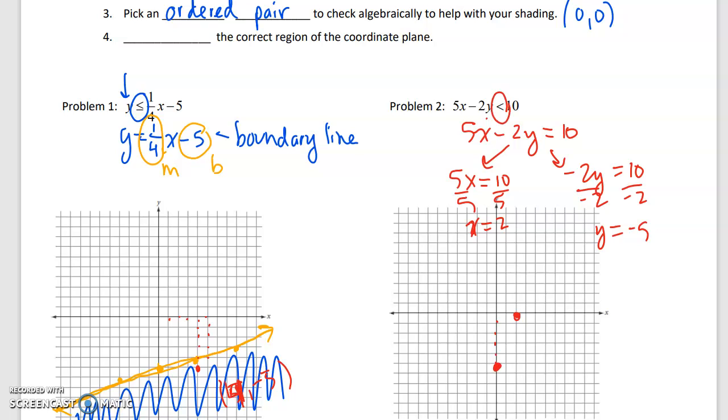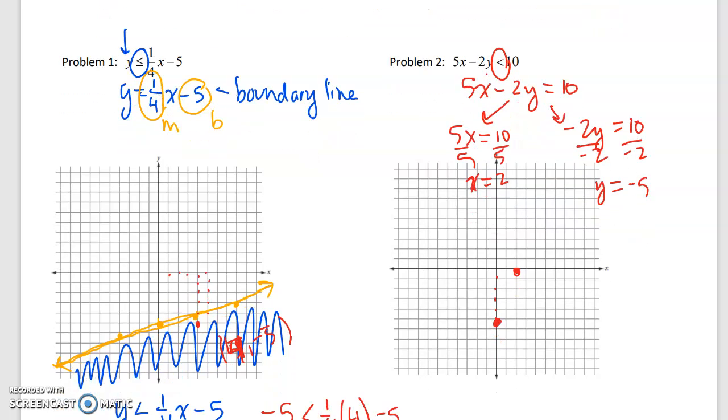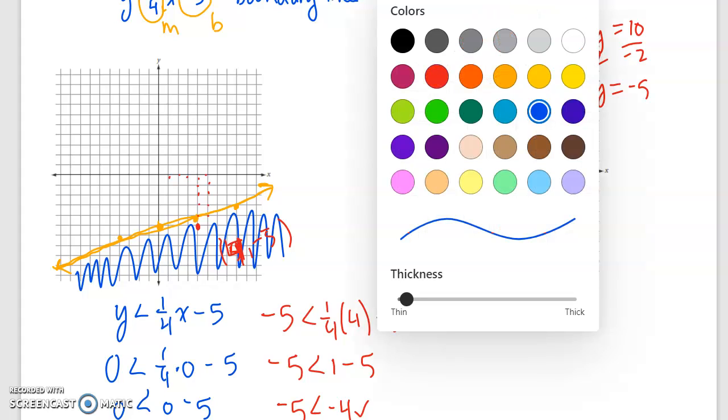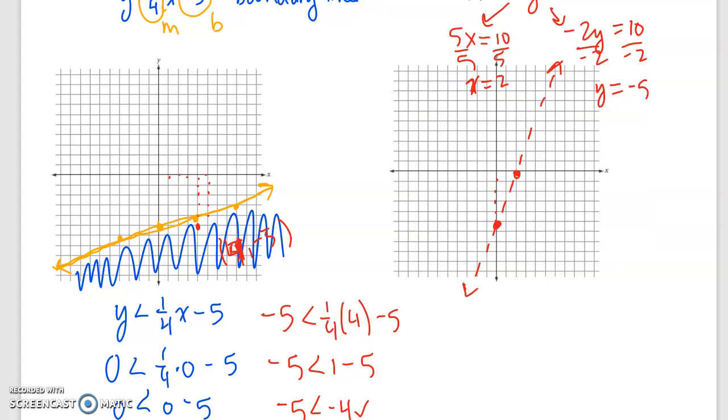Because, though, when we go back to our inequality, this ends up as a less than, we are going to go ahead and do a dashed boundary line. This time, it's like we have a left half and a right half of the plane rather than a top half and a bottom half. And again, this is just basically how the lines are graphed.